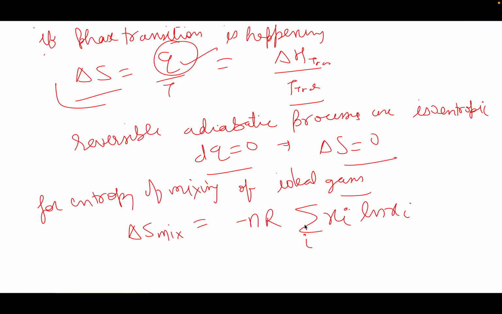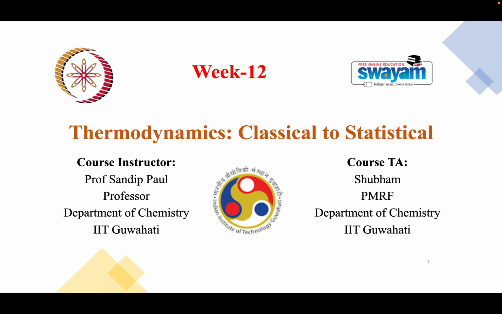Now entropy of mixing is always negative. We can consider this. If three gases are mixing, then entropy will be negative only. So we can consider this. What other thing can we study here? Apart from this, this was for the thermo part, the classical part, and now for the statistical part, we will write some formulas.